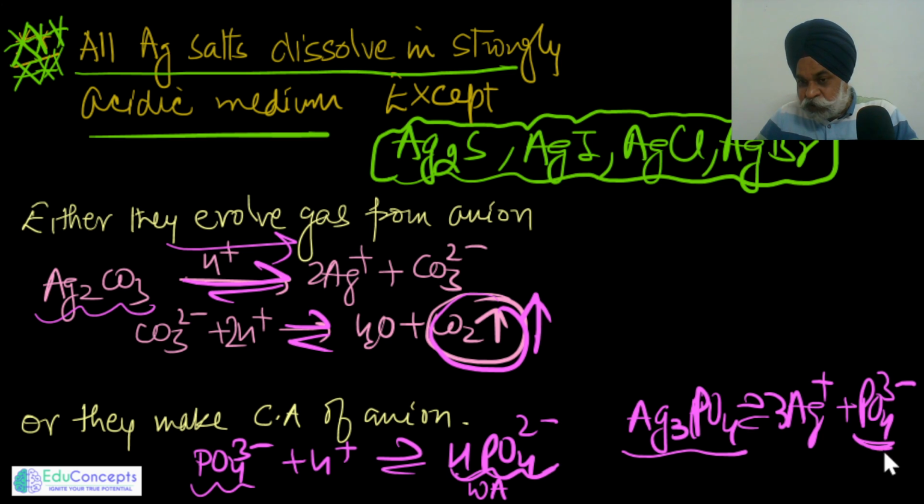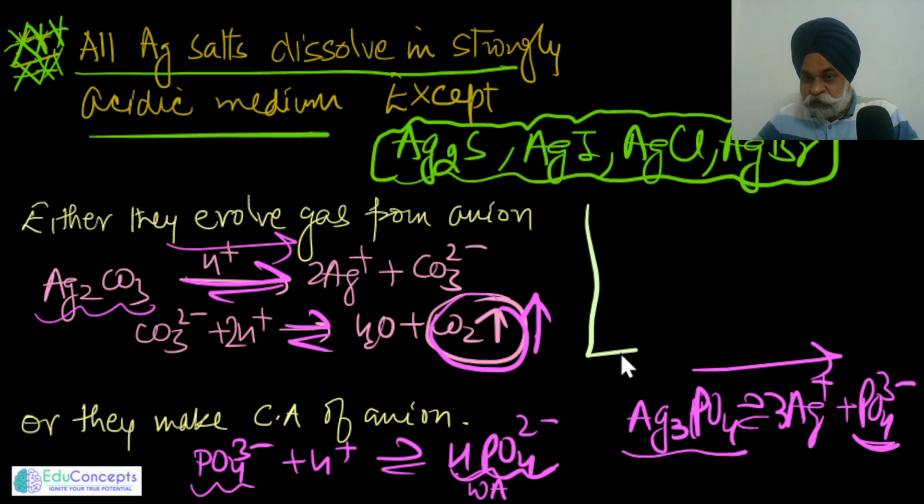So as a result, the phosphate ion concentration would decrease and this equilibrium would move forward. So this is the bit of explanation to explain that fact. Now the point here is, you may ask why it would not happen for silver iodide.